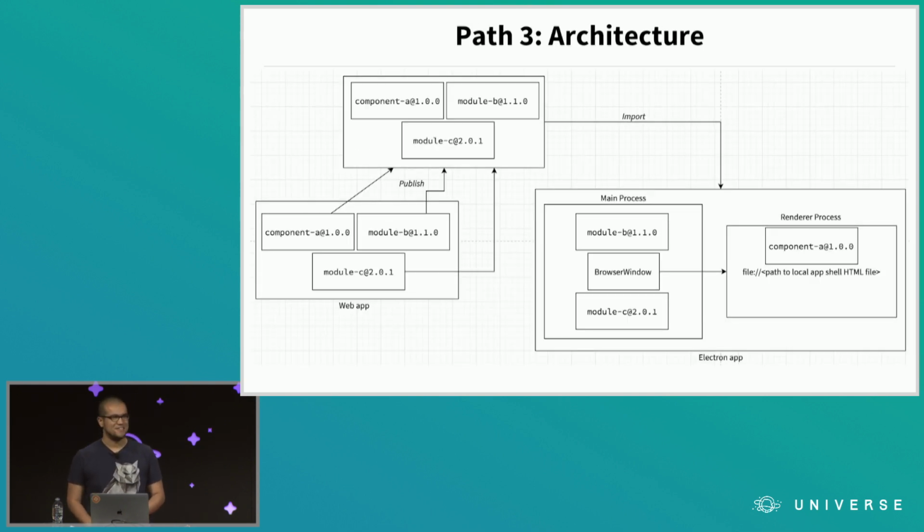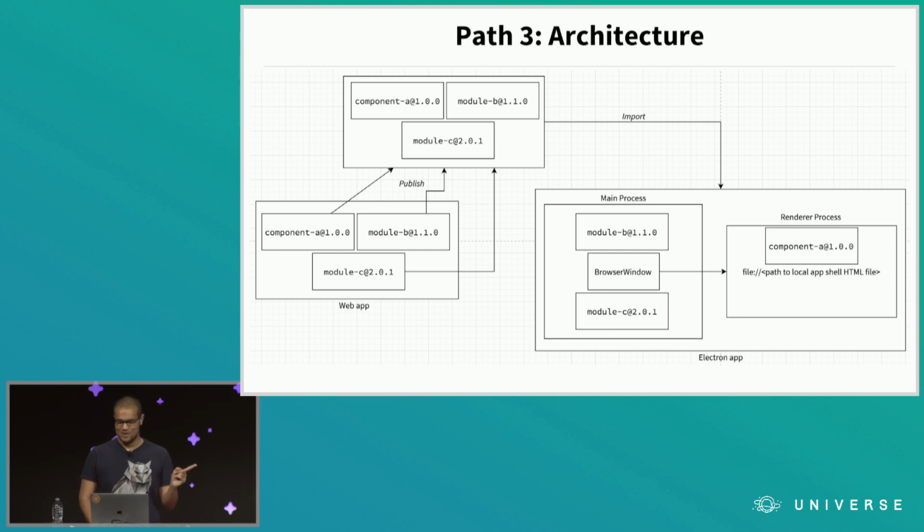Wow, this escalated quickly. All right, so let's break down what's going on here. It looks like we've broken up our web app into discrete modules that we are then publishing to some kind of publicly accessible rectangle. And then we are importing those somehow into our Electron app. OK, that's probably what's going on here. Let's dive into this a little more.